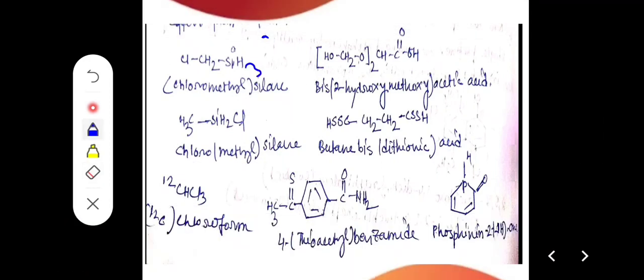This is H3. Next one, SH, SC, then CH2, CH2, C, SSH. That should be butane bis dithionic acid. Now you can ask what is dithionic acid? You know carboxylic acid, this is the carboxylic acid. But when we introduce C double bond S and SH, that is termed as thionic acid. And as there must be 2 C double bond S and SH groups present, we can say that it is dithionic acid.